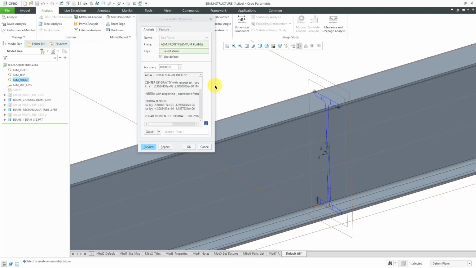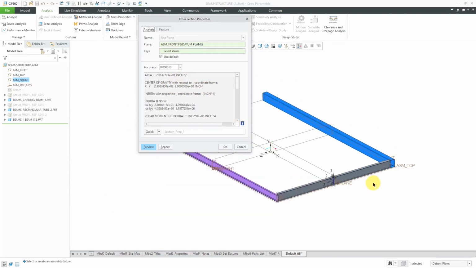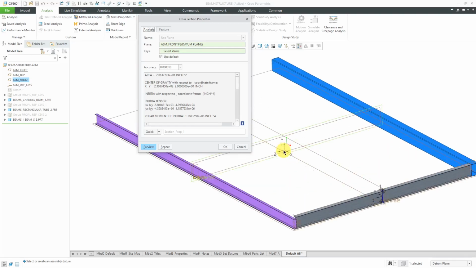Let's make this dialog box a little bit bigger. Here we have our cross-sectional area, and then we have our center of gravity with respect to our coordinate frame. Our coordinate frame right now is located over here, and you can see that for our x value we have it offset some distance, and then we have it offset another distance in the y direction.